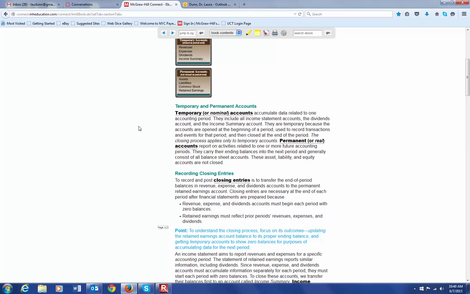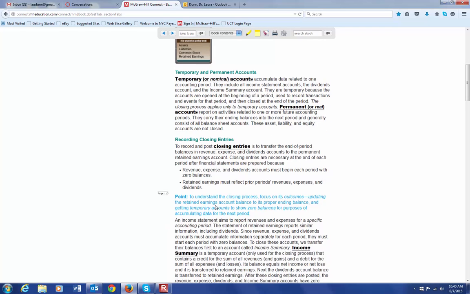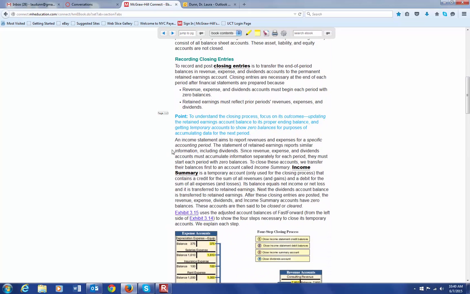So in order to do closing entries, we are transferring the end of the period balances in revenue, expense, and dividend accounts to the permanent retained earnings account. So, to understand the closing process, focus on its outcomes, updating the retained earnings account balance to its proper ending balance, and getting the temporary accounts to show zero balances for the purpose of accumulating data for the next period.